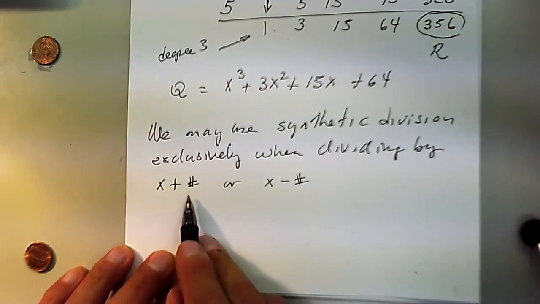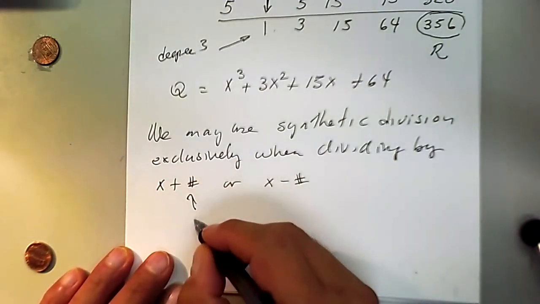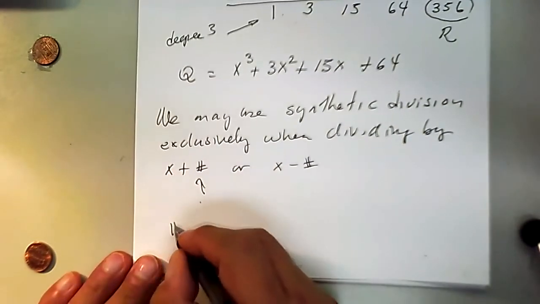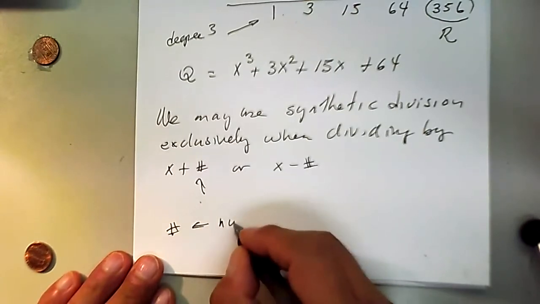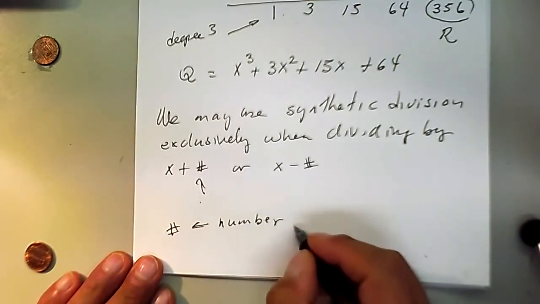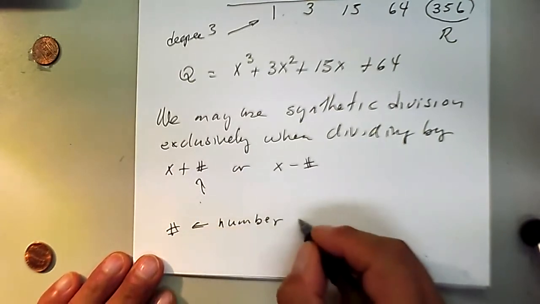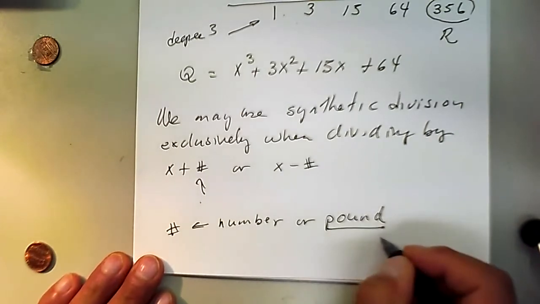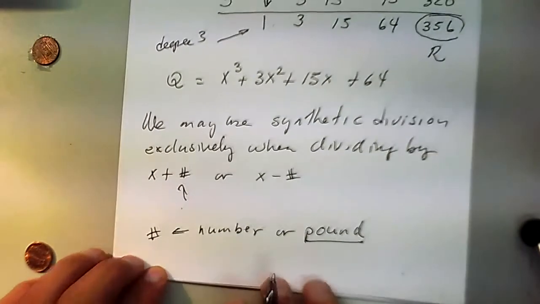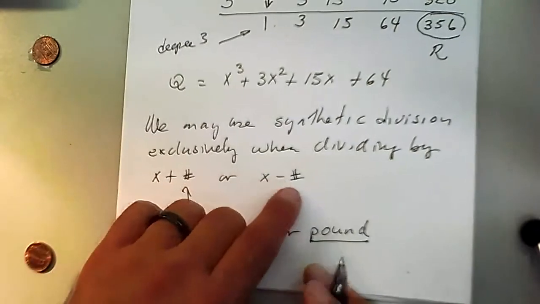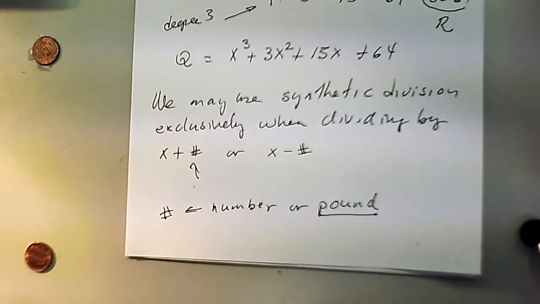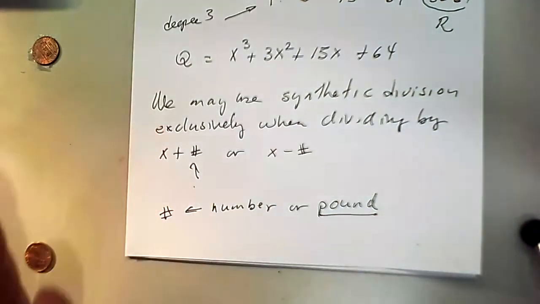This symbol may represent a number. That symbol can mean several things. It can also mean pound. It is actually called the pound symbol. It usually means a number. So x plus a number, x minus a number. And I'm not trying to be condescending. Please forgive me if I come across as condescending when I'm explaining that.